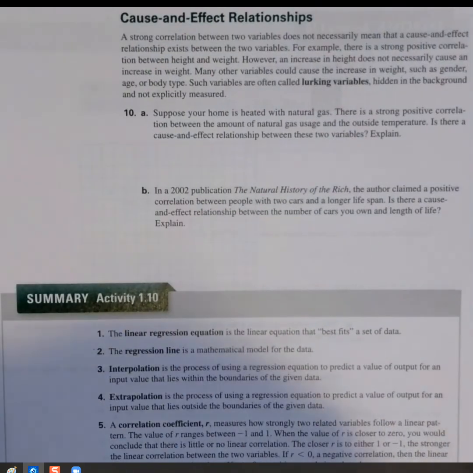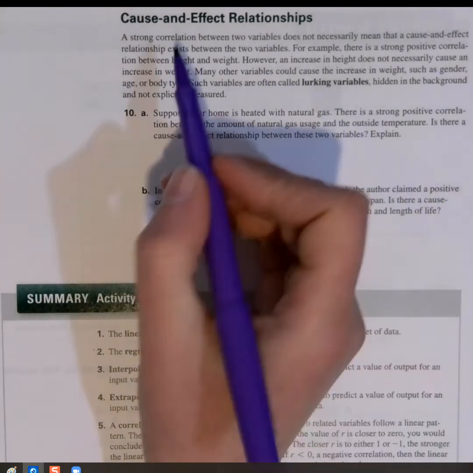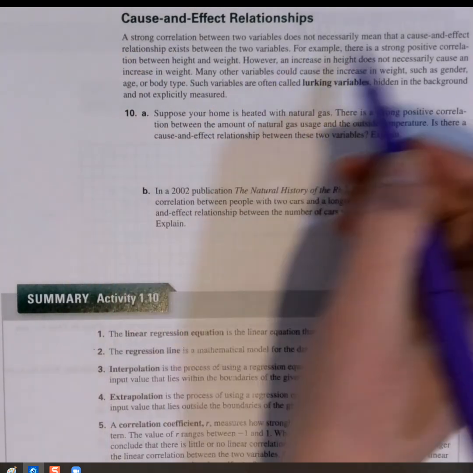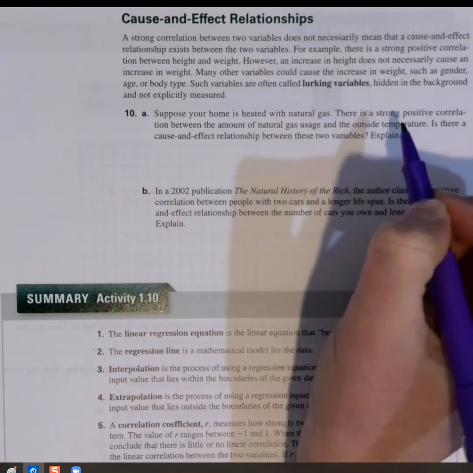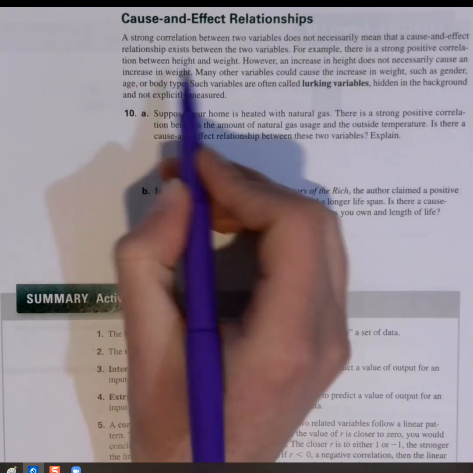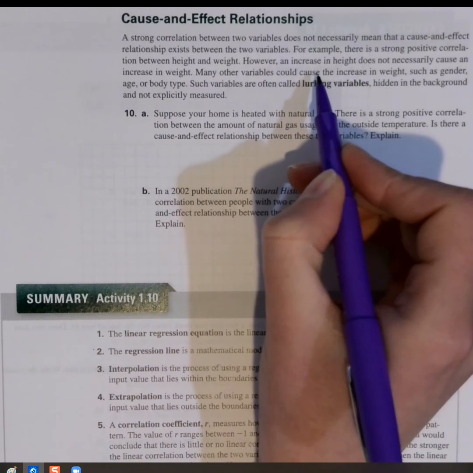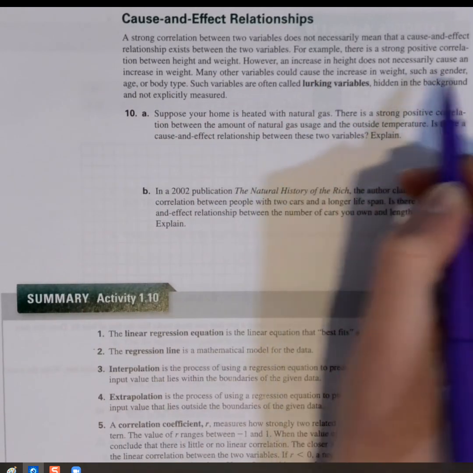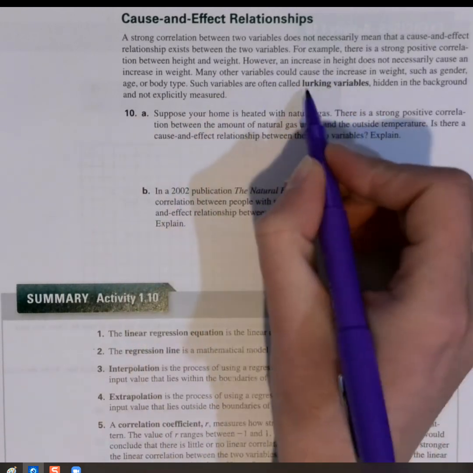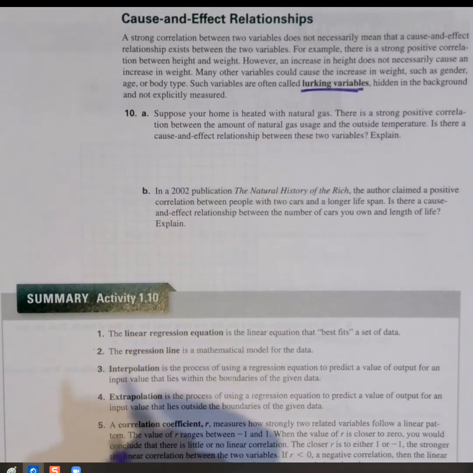Okay. Last one, cause and effect relationships. A strong correlation between two variables does not necessarily mean a cause and effect relationship exists between the two variables. For example, there's a strong correlation between height and weight. However, an increase in height does not necessarily cause an increase in weight. Many other variables could cause an increase in weight, such as gender, age, or body type, and such variables often are called lurking variables that are hidden in the background and not named explicitly.